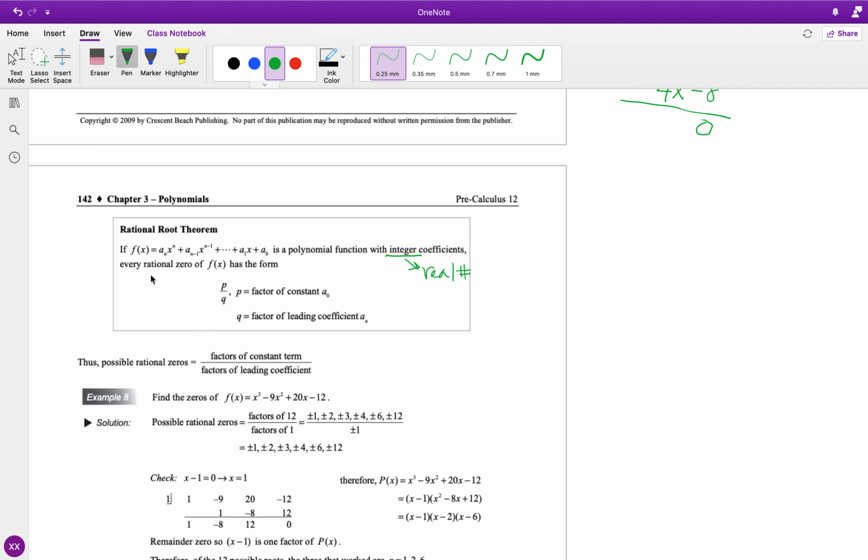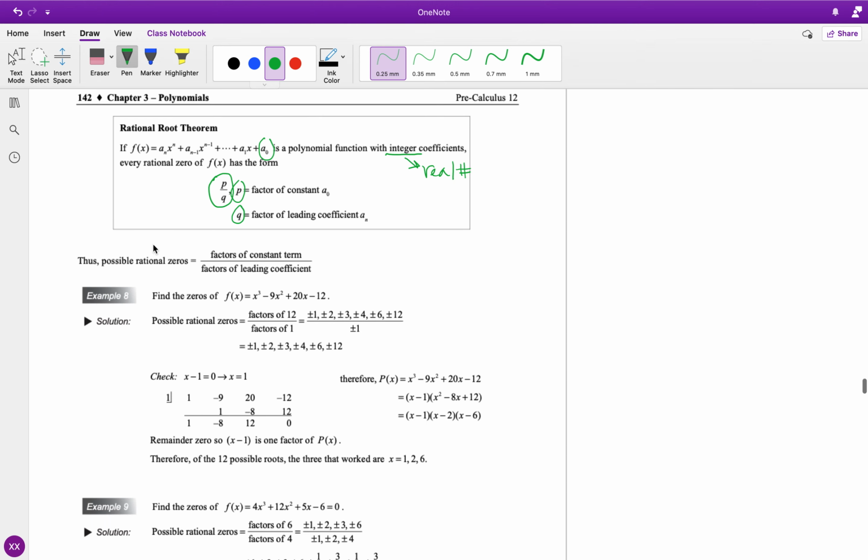And then every rational zero would have, so P is a factor of the constant, the last term, and Q is a factor of the leading coefficient. And then your roots will be P over Q, as your rational roots. All right, so this is the rational zeros. That's a factor of the constant on top divided by the factor of the leading coefficient.